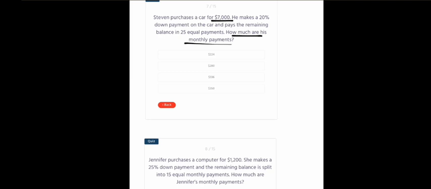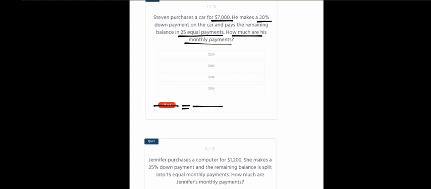It tells us that the total cost of the car is $7,000, and that he pays 20%. When you pay a down payment, that means you pay that much upfront, and then whatever the balance is, whatever's left over, is going to be split up into payments, okay? So if we need to figure out how much each payment is, and we know there's 25 equal payments, then we need to figure out how much he's actually paying, like the balance that's left over. So first we've got to find the 20%, we subtract it. The number that's left over is the balance, and then we'll divide that by 25, okay?